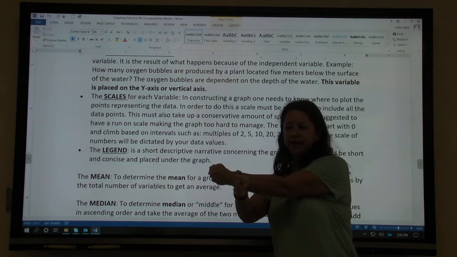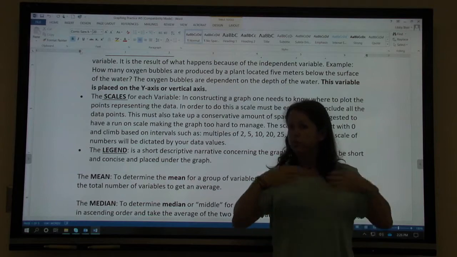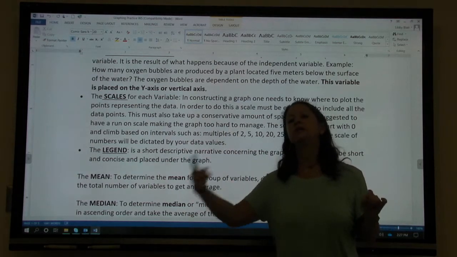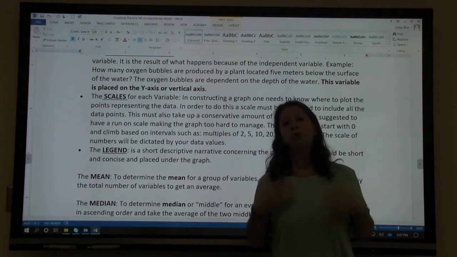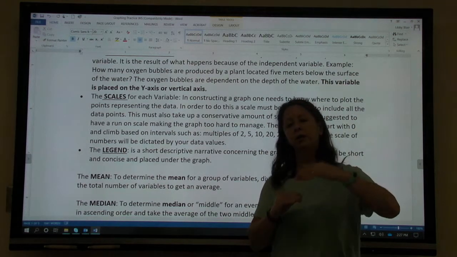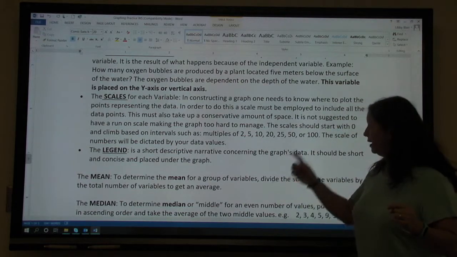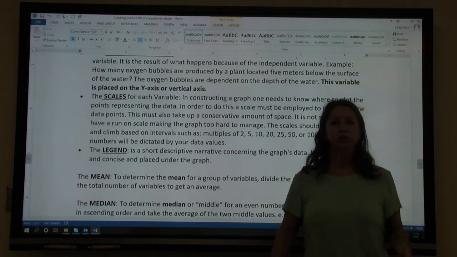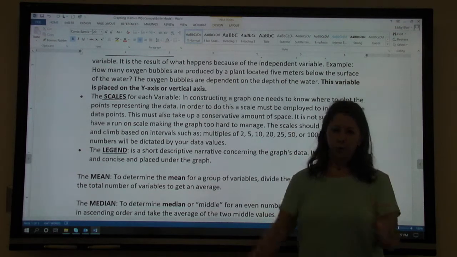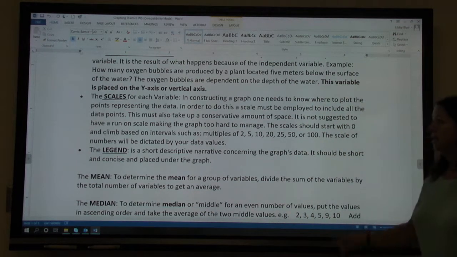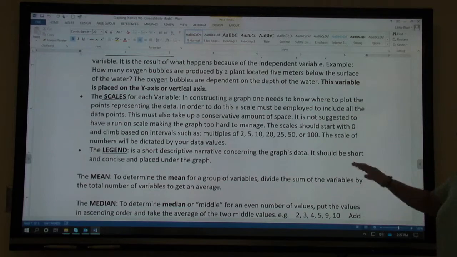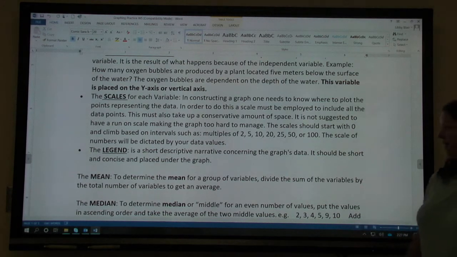8, 10, 12. If you start out skipping, you have to continue to skip. So you have to really work with your numbers, look at how big your numbers are, decide what interval you need to use, and then decide where those numbers go on the lines. It's really, really important, okay? Those are going to dictate your values. And then you have to have a legend.